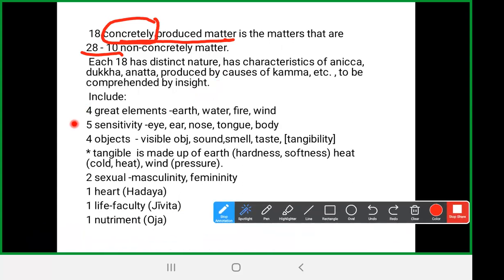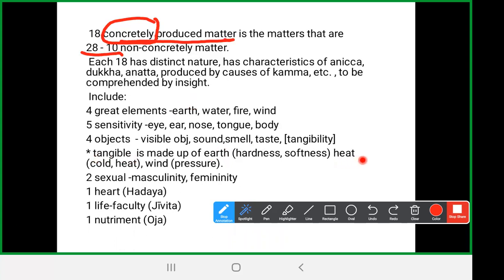So include the 4 great elements: earth, water, wind, fire, and then sensitivity: eye, ear, nose, tongue, and body. Object: visible object, sound, smell, taste, and tangibility. But sometimes tangibility means the touching. We don't calculate it because touching is made of the earth, which is already included here. That means when your hand touches something, there will be hardness and softness. So earth is considered here. That's why we don't take in the tangibility.